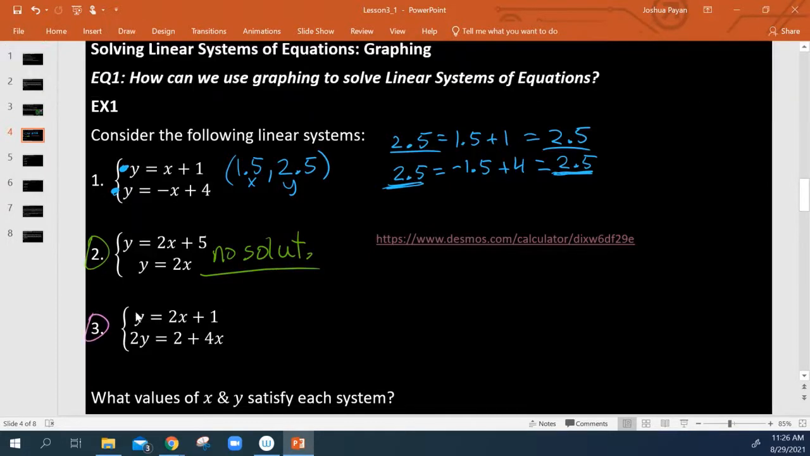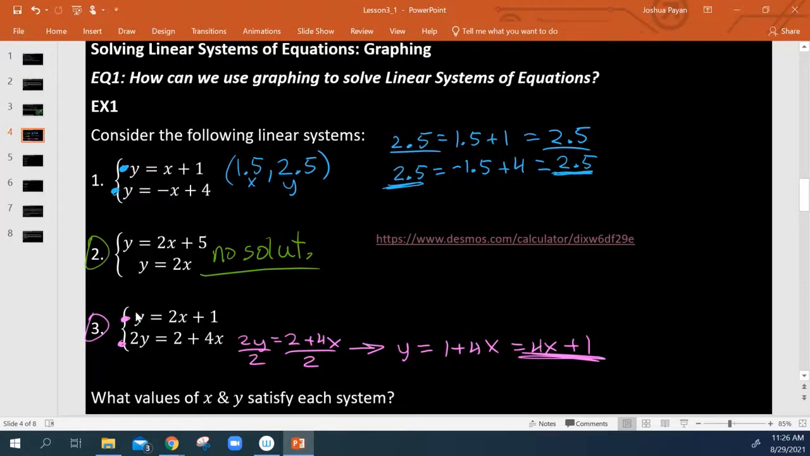Well, then here on number 3, and I'm not going to show you the graph for this one just yet. This one is written in slope-intercept form. This one is not, right? But we can easily get it in slope-intercept form. So 2y equals 2 plus 4x. I'm just going to divide everything by 2. That's going to give me y equals 1 plus 4x. And if I switch things around into mx plus b, well, you see 4x plus 1, right?